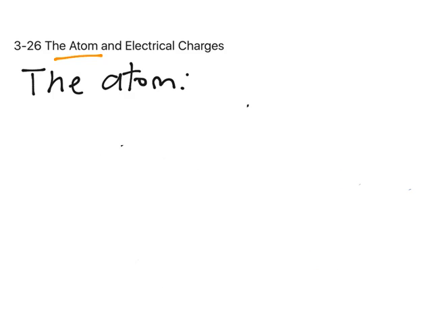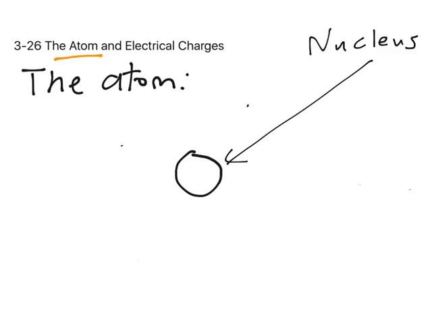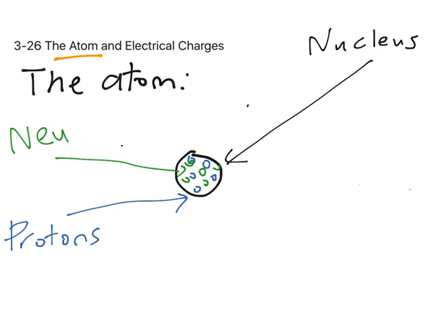So what's inside the atom? In the middle of the atom, there's what is called a nucleus. Inside the nucleus, there are lots of protons and also lots of neutrons. So the nucleus has protons and neutrons.